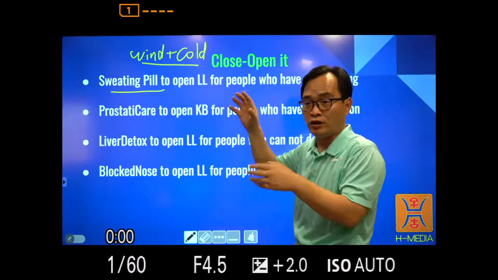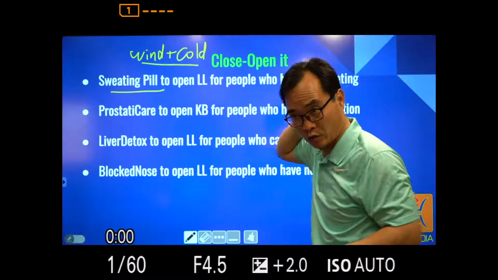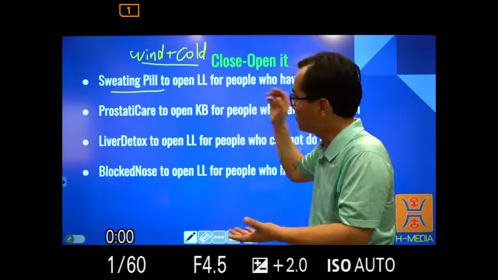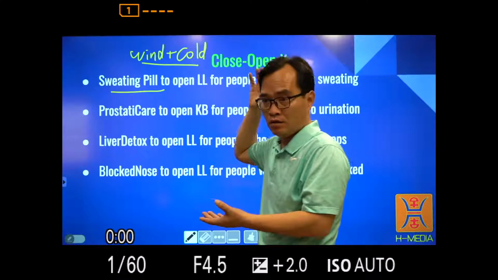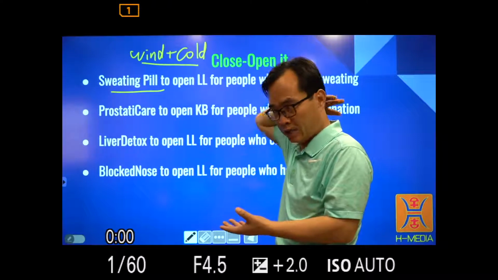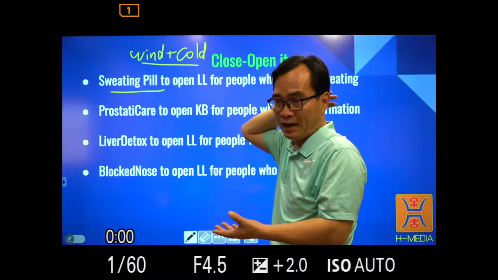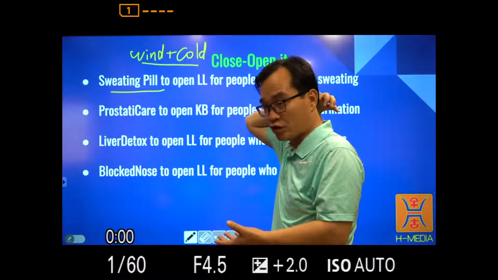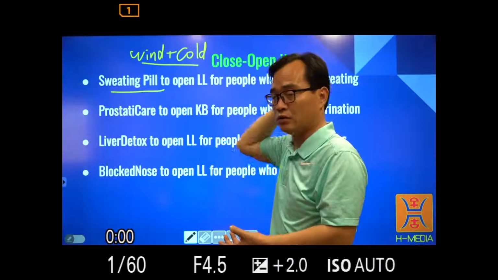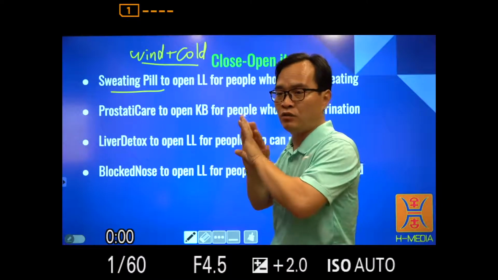out of your body by what? By the hair pores. If you take the sweating pill and it makes you sweat, at that time the toxin will come out. After it comes out, then you have to stop.